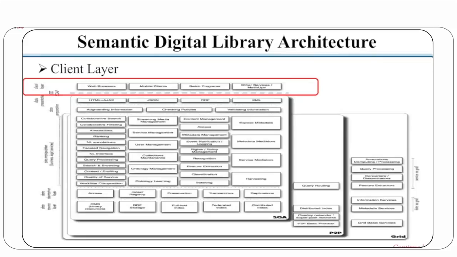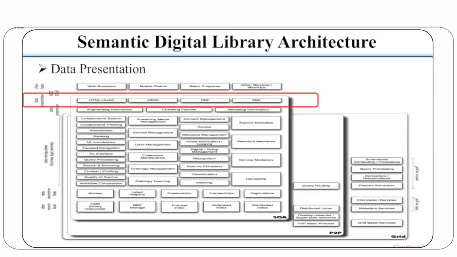The client layer represents applications used to access the digital library content, which include graphical user interface available through web browsers or mobile browsers, programs that process the content for their own purpose, or mashups that consume the content and provide it through an integrated portal or service. Data presentation.